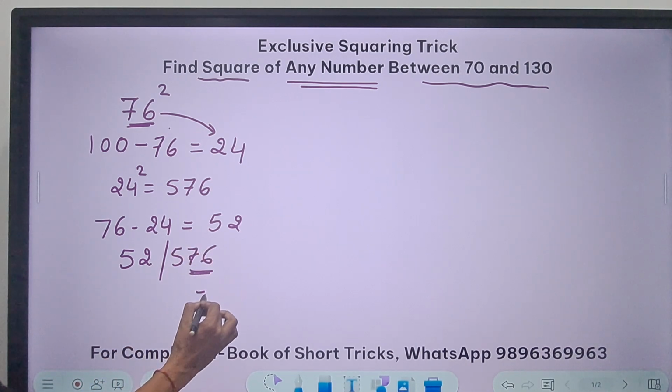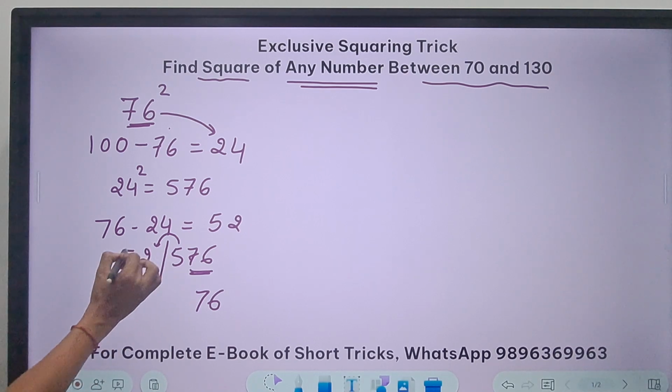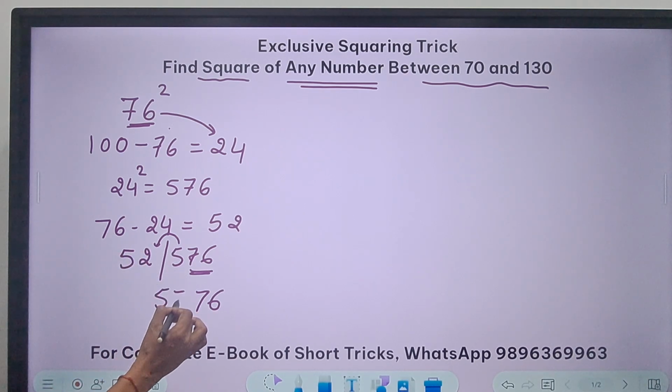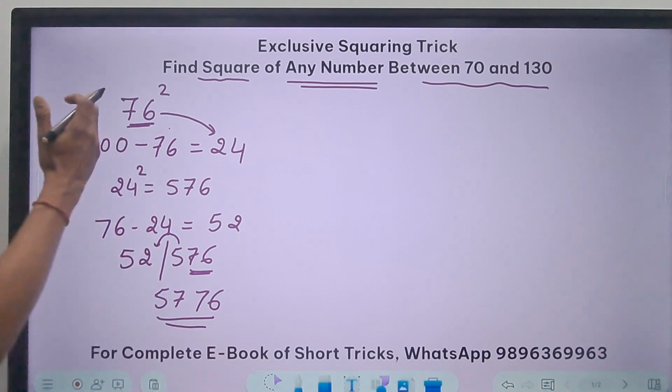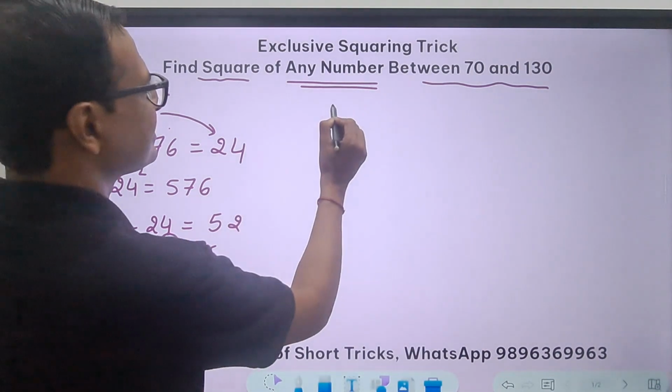Retain 2 digits from here and carry forward the hundreds place 5. So 52 plus 5 is 57, and now pick up the calculators and check, is the square of 76 5776? I think you will be surprised. So let's have another example.